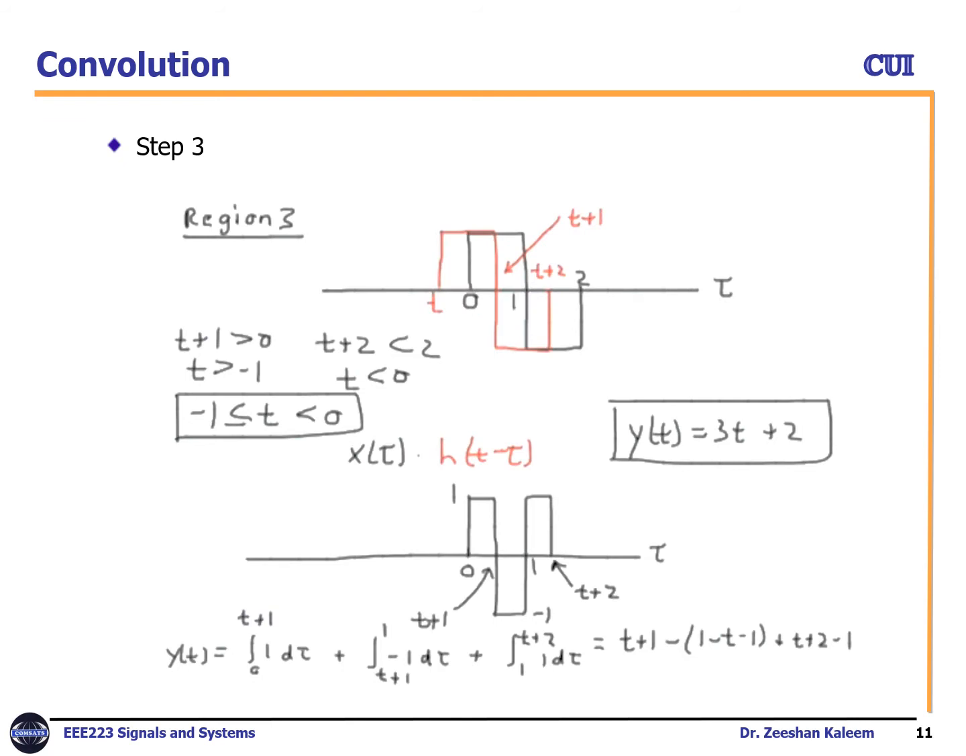Okay, there is another region, which is when we move so far that t plus 2 is less than 2, but t plus 1 is greater than 0. This one, t plus 1 is greater than 0. When t plus 1 is greater than 0, it means t is greater than minus 1. And t plus 2 less than 2 means that t is less than 0.